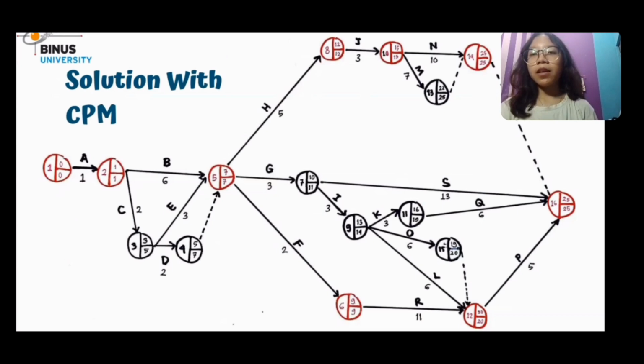To find number 2, we have to compare B and C. 7 minus 6 equals 1. 5 minus 2 equals 3, then we get 1. So it can be concluded that the critical events are numbers 1, 2, 5, 6, 8, 10, 12, and 16. Because ET and LT are the same, any delay here can affect the project.